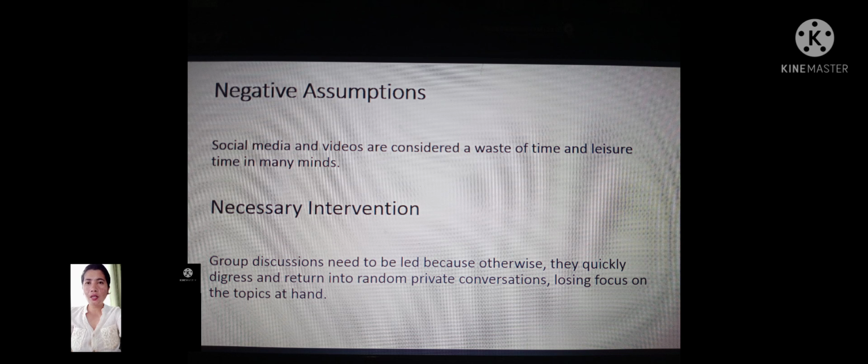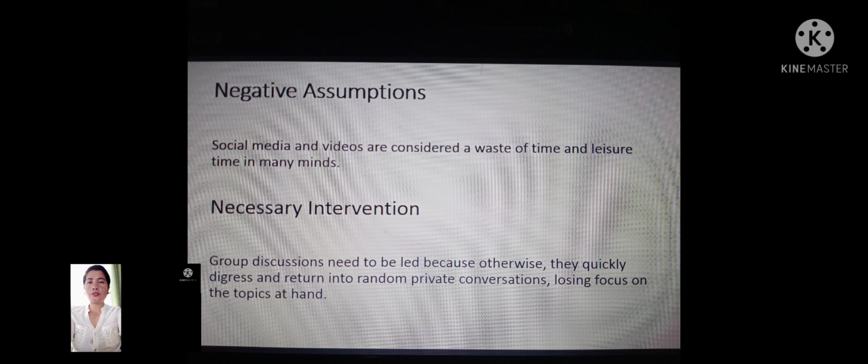We have also negative assumptions. Negative assumptions, as social media and videos are considered a waste of time, leisure time in many minds. Especially nowadays, there are many fake news on the internet, so it can lead to a negative assumption.